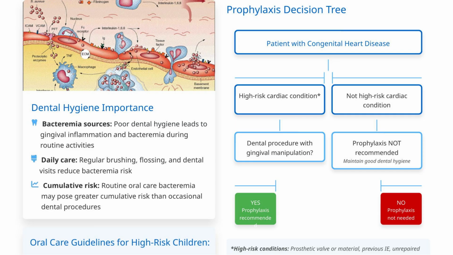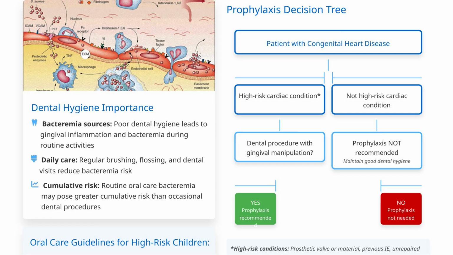Dental hygiene plays a crucial role in preventing infective endocarditis, particularly in children with congenital heart disease. Poor dental hygiene leads to gingival inflammation and increased risk of bacteremia during routine activities like brushing teeth or chewing food. Regular brushing, flossing, and dental visits significantly reduce this bacteremia risk. Interestingly, the cumulative risk from daily bacteremia during routine oral care may actually exceed the risk from occasional dental procedures, highlighting the importance of consistent dental hygiene.